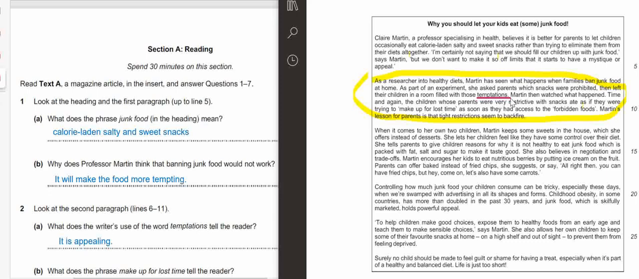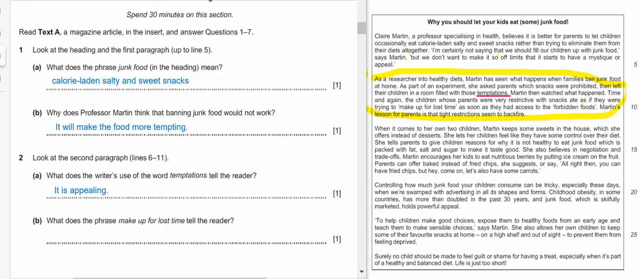Next, we move to question 2b. If you have any other possible option and you need to clarify, please write in the comment section of the Susan YouTube channel. We'll reply to you. Next, we are in question 2b. What does the phrase "make up for lost time" tell the reader?